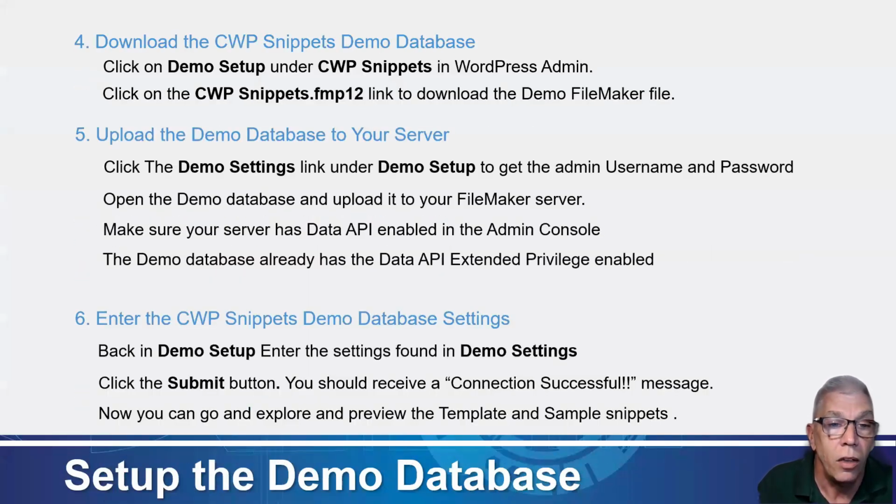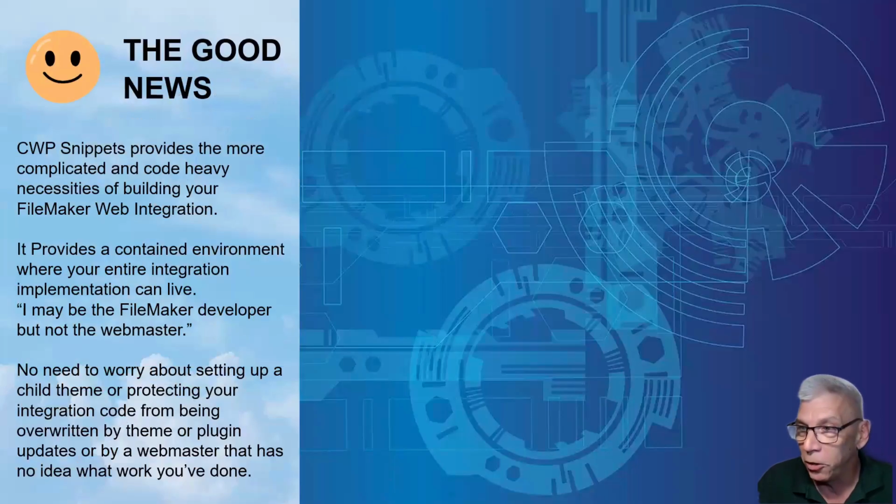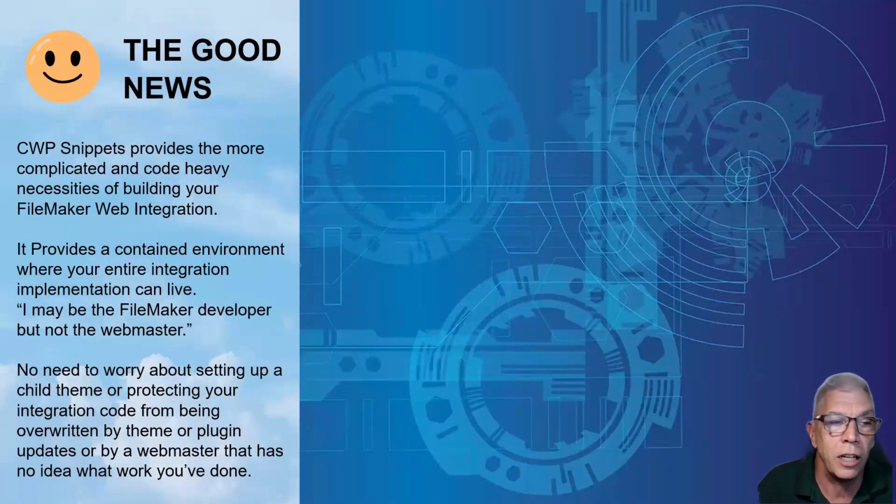Okay. So the good news is that CWP Snippets provides the complicated coding necessary to build and connect with FileMaker, your web integration. One of the benefits of this is it provides a contained environment where your entire integration implementation can live. Basically, the scenario is I may be the FileMaker developer, but I'm not the webmaster. So, like the scenario that I described before, a client comes to me, they've already got a web designer, they've already got a webmaster, they've got a WordPress website.